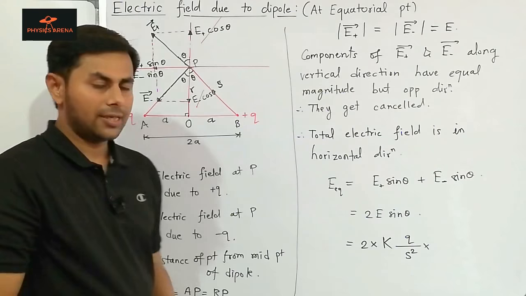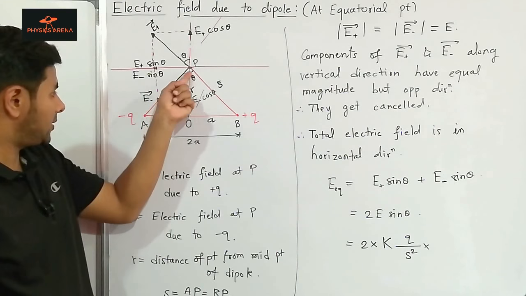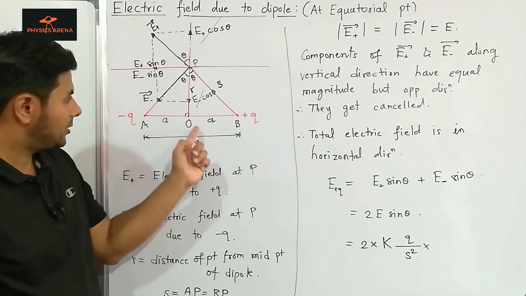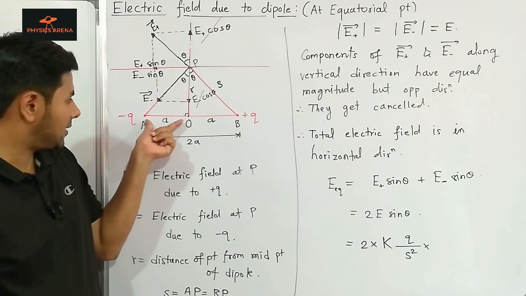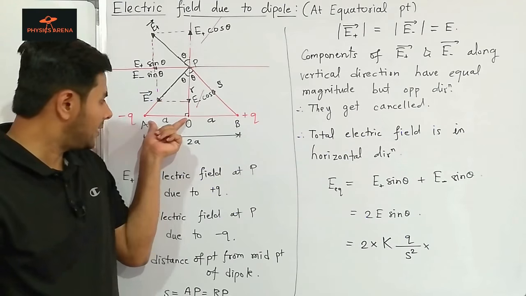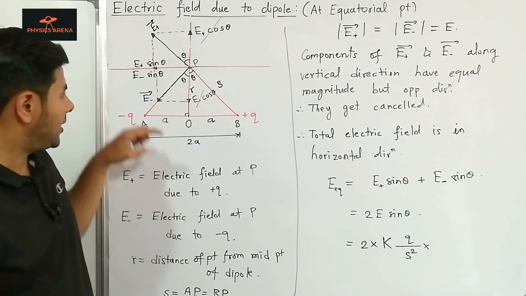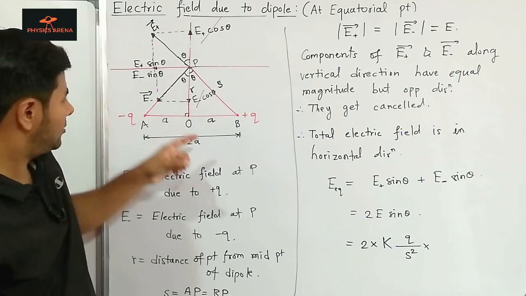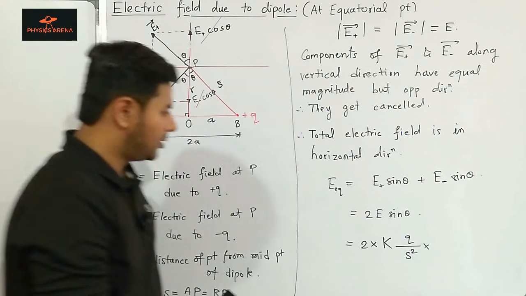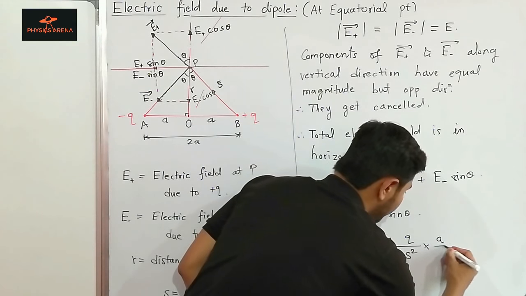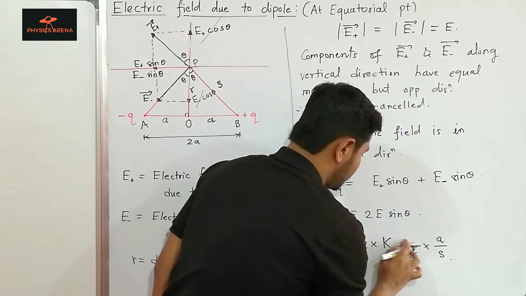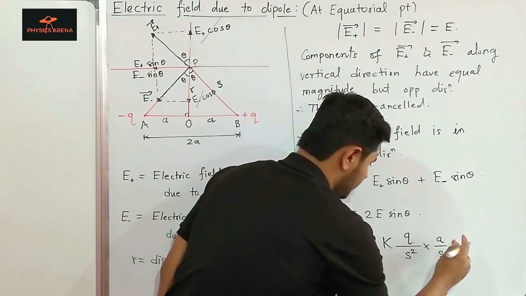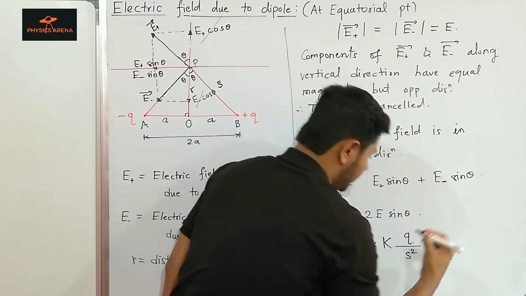Then sine theta, from this triangle, we can find the value of sine theta, which is the opposite side, A, divided by the hypotenuse, which is equal to S. So we have A divided by S. So this is Q and this is A over S.